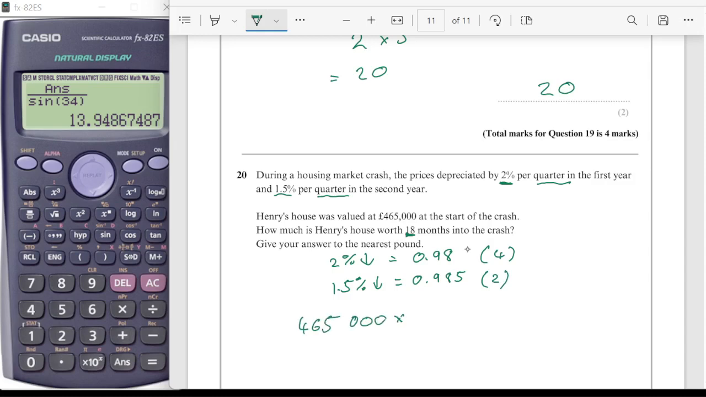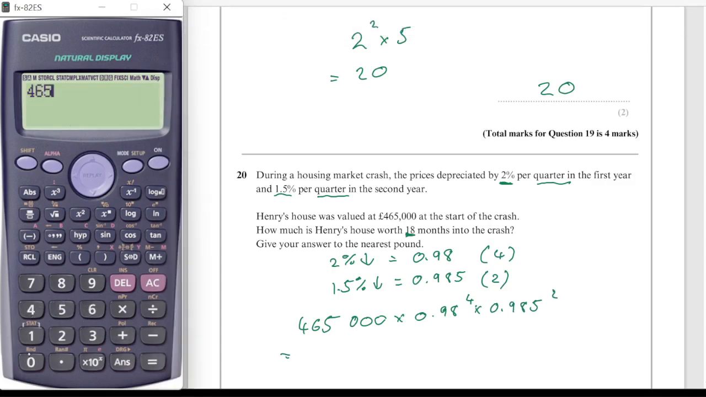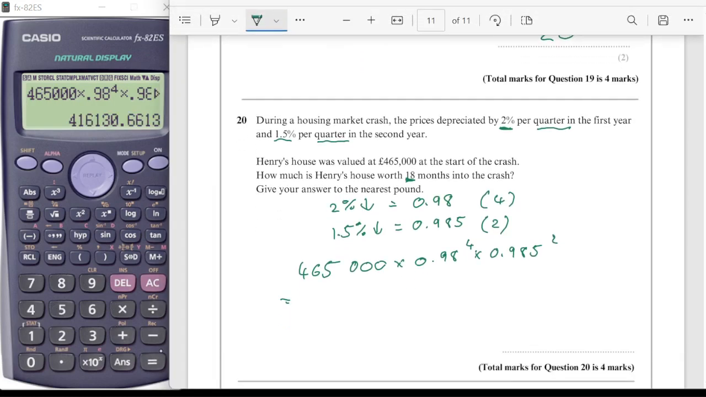So I'm going to do 465,000 multiplied by 0.98 to the power 4 times by 0.985 to the power 2. So that's going to give me 465,000 multiplied by 0.98 to the power 4 times by 0.985 squared. So that's going to be my total. So I'm going to write all figures down, and then I'm going to round. To the nearest pound then, that's going to be 416,131.